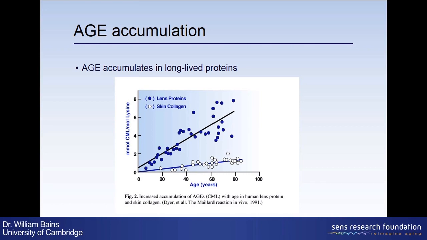So this is an example of this. This is looking at proteins in lenses, in eye lens, and protein in skin. This is looking at carboxymethyl lysine, this CML stuff. This isn't a crosslink, but it's an advanced glycation end product. And you can see the amount going up with age. And we're gradually accumulating this stuff.